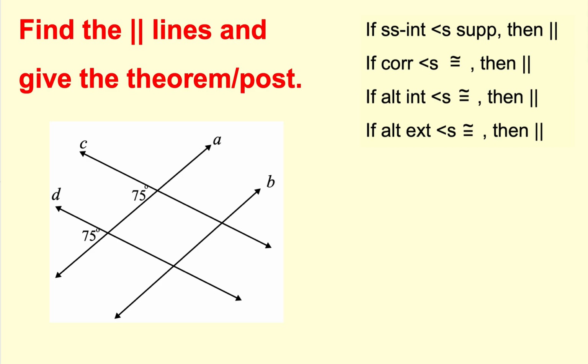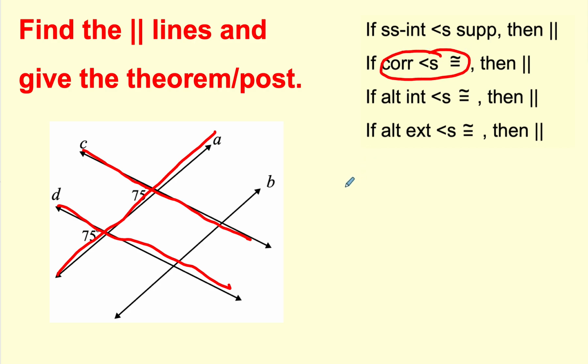All right, so let's take a look at this picture and see if we can figure out which theorem to use. Find the parallel lines and give the theorem. These are the lines I need to be working with: C, D, and A, because they are the lines that make up those two angles. Now those two angles are called corresponding angles, and they happen to be congruent. So yes, I do have parallel lines, and they happen to be C and D.